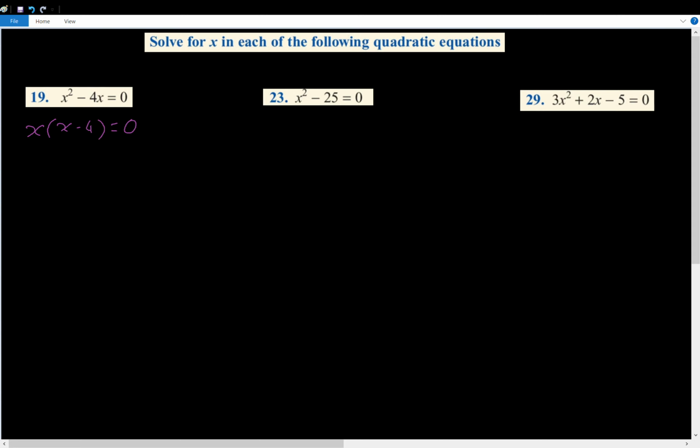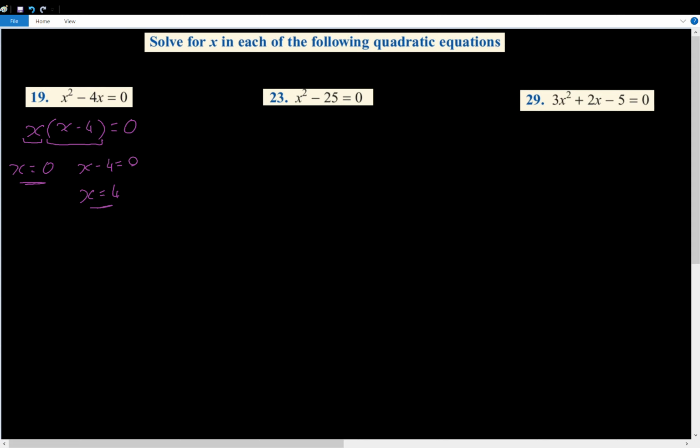And what that means here is we have this x here, we multiply by this entire bracket here, and our result is 0. Which means that either one or both of these things is equal to 0. And for the sake of this, we're going to say both of them are. So we're going to say x equals 0, and we're going to say x minus 4 is equal to 0, which means x is equal to 0 and x is equal to 4. So those are our solutions for question 19.